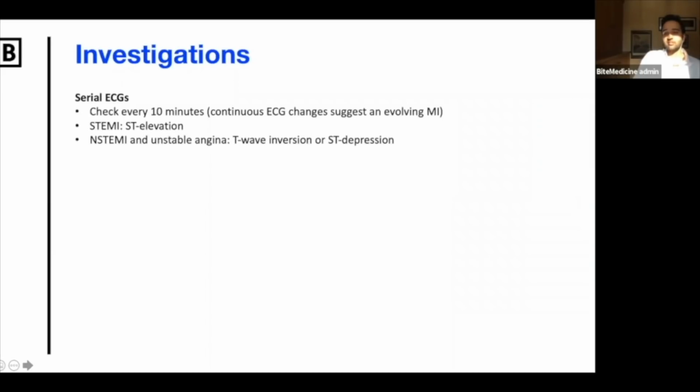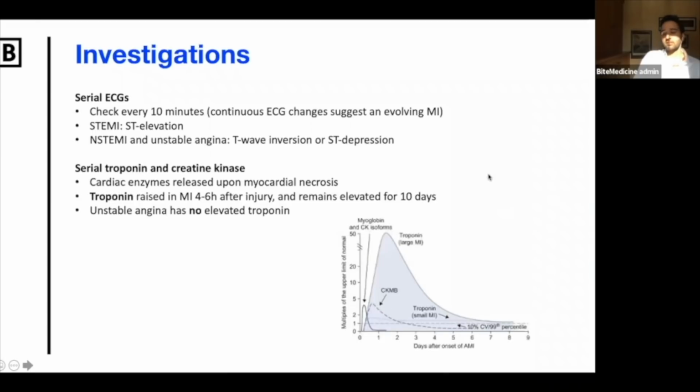And someone mentioned serial ECG. Serial is the most important word when it comes to investigations here. When I say serial, this means we're not just checking one ECG when the patient comes to the door, but we're checking repeat ECGs, ideally every 10 minutes. Because often the first ECG may be the same, but as the myocardial infarction changes over time, then you may start seeing some ST changes or T-wave inversion, for example.